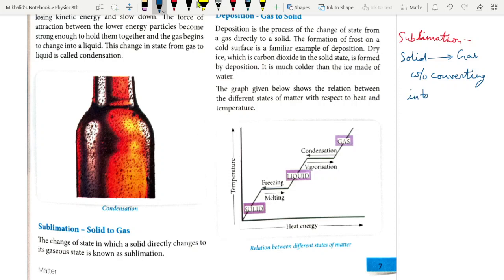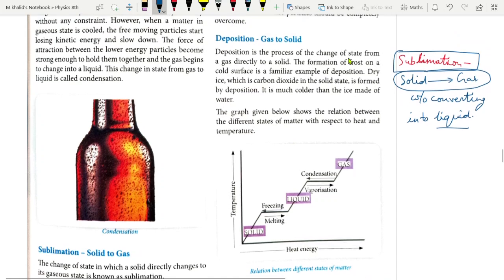It says that if we supply some amount of heat to a certain solid, then a particular solid or particular substance has this property that it directly converts from the solid phase to the gaseous phase, without converting into the liquid. This process is known as sublimation. Got it? This process is known as sublimation.